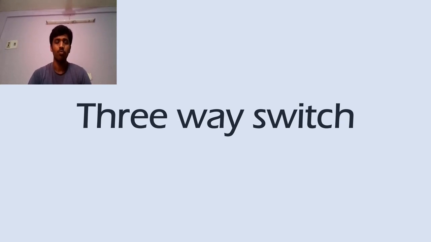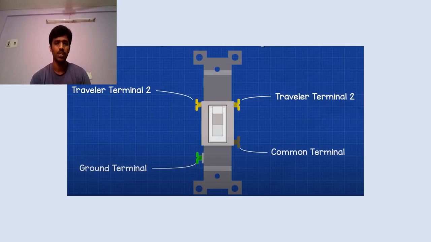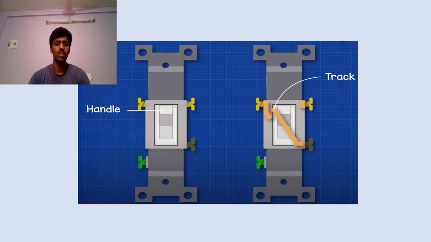Today I would like to give information about the three-way switch. The three-way switch consists of four terminals: one is the ground terminal, the common terminal, traveler terminal 1, and traveler terminal 2. This three-way switch consists of a track where the flow of electrons goes through, and this track is controlled by a handle.